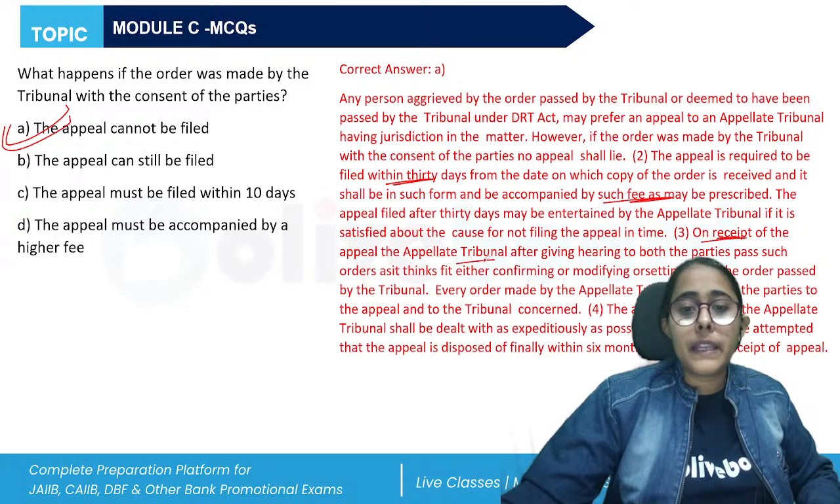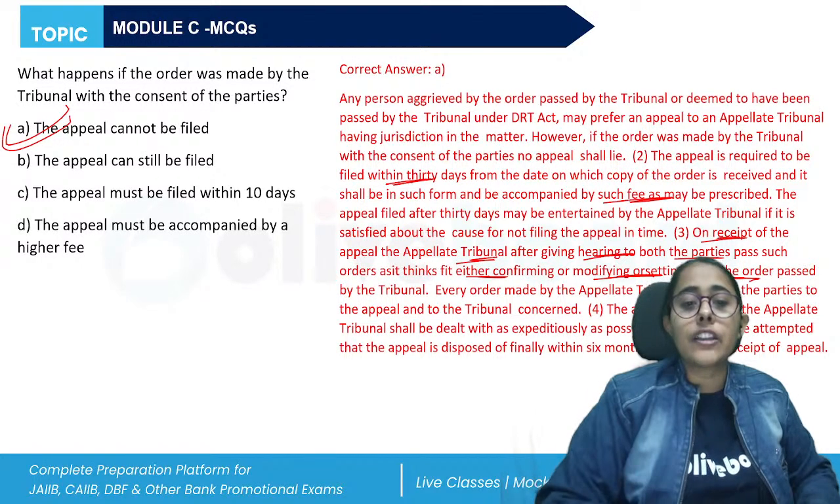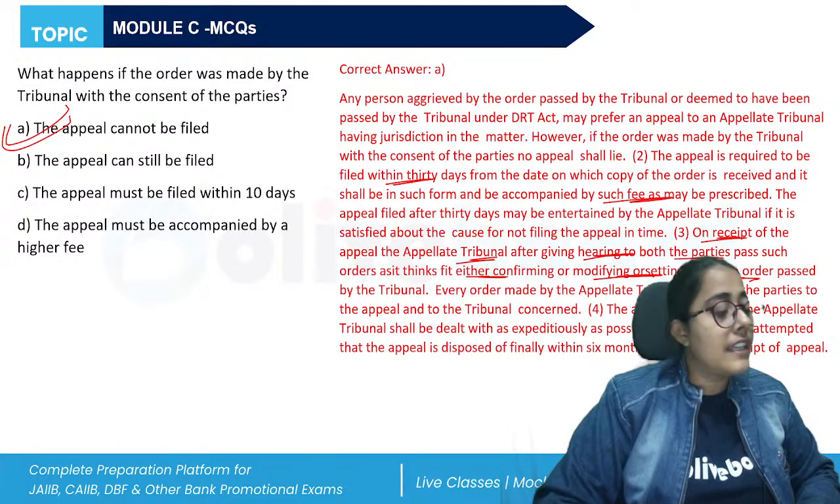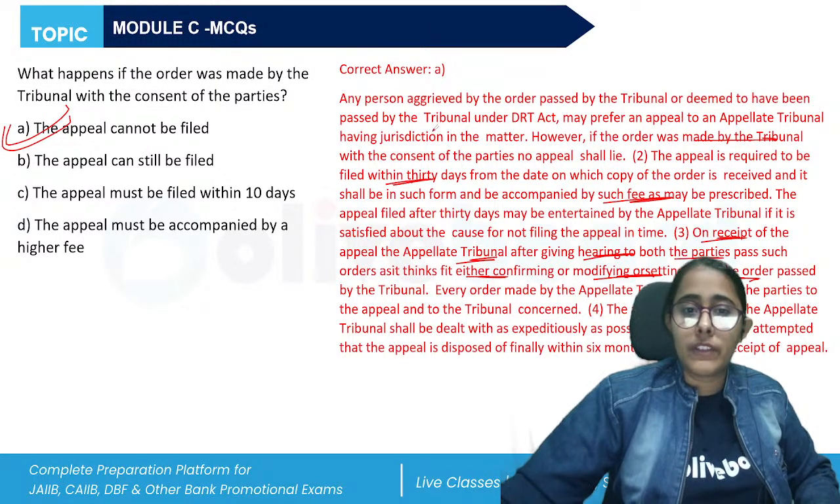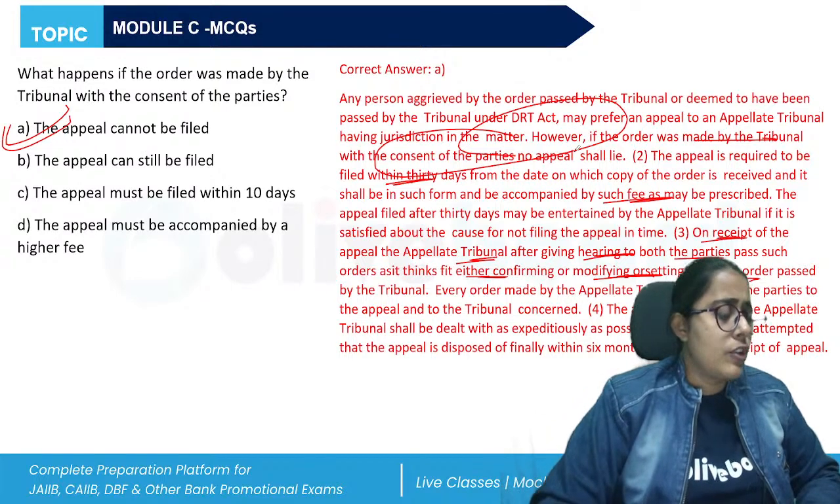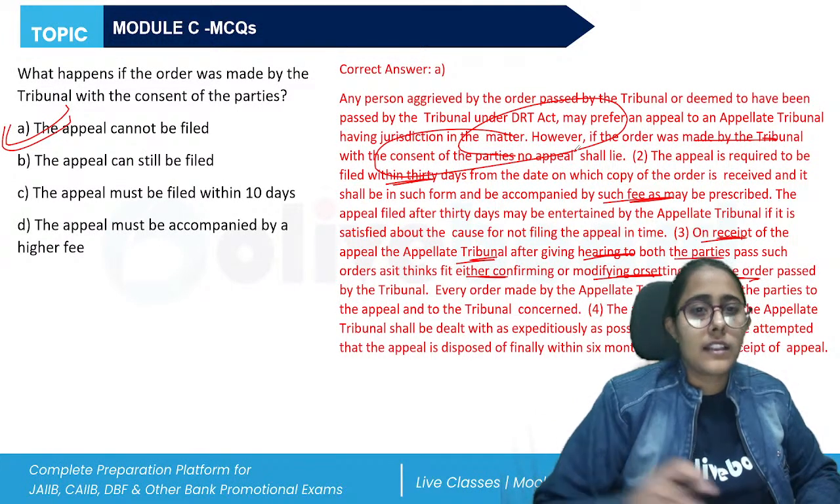On receipt of the appeal, after hearing both the parties, if they think fit, the appellate tribunal can take the decision of confirming, modifying, or setting aside the order that was passed by the tribunal. The appeal filed before the appellate tribunal shall be dealt with as quickly as possible. It should be attempted that finally, within 6 months from the date of receipt of the appeal, the tribunal takes a decision. However, if the order was made by the tribunal with the consent of the parties, then no appeal shall lie. So the correct answer is option A.